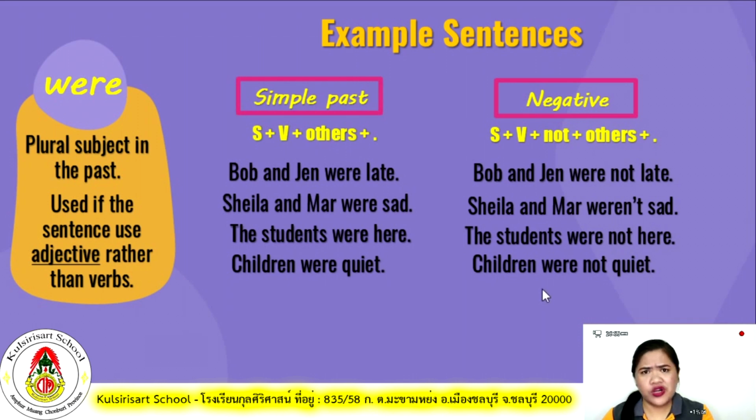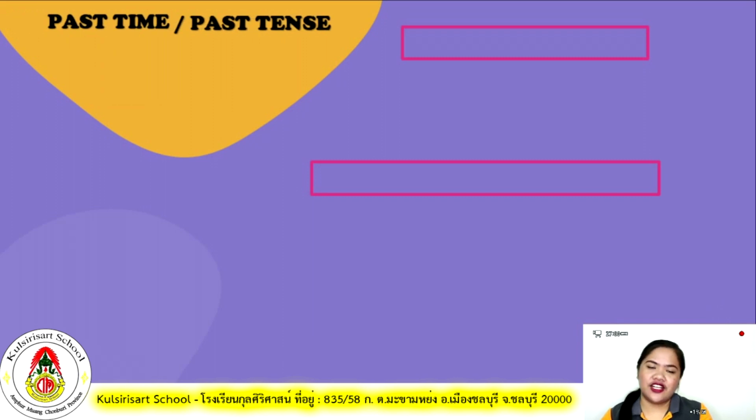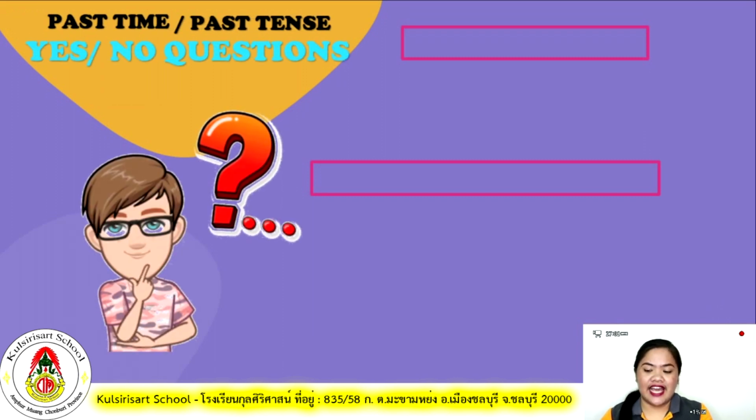So now, let's proceed to another topic, which is the yes or no question. In the past time, do you know how to make a yes or no question in the past time? Let me teach you. But before that, let us first define what a yes or no question is. It is simply a question answerable by yes or no. When we say yes or no question, the answer should be yes or no.